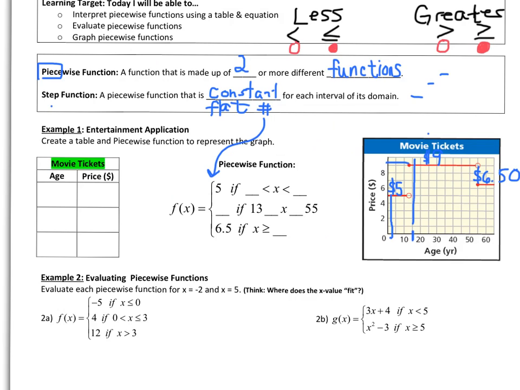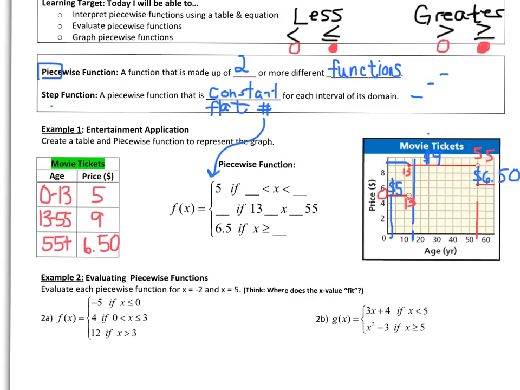So let's real quick summarize that in the table. Basically, if you're between the ages of 0 and, this is cut off at 13. If you're between 0 and 13, you pay $5. This up here is on the 13, and it goes up to 55, because straight down right there is 55. So if you're between 13 and 55, you're going to pay $9. And if you're 55 or older, so 55 plus, you'd pay $6.50.